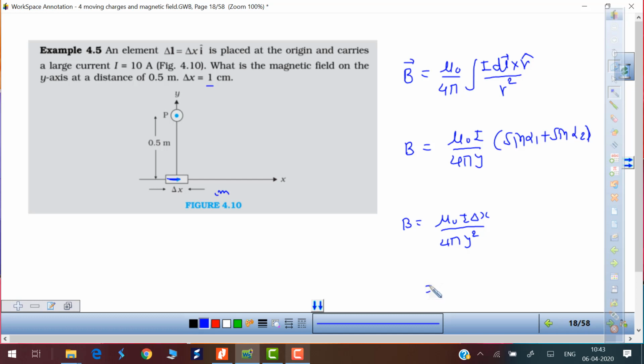So that will be: mu 0 upon 4 pi is 10⁻⁷, the current is 10 ampere, delta x is 1 centimeter, 10⁻² divided by y square, that is 0.5 square.